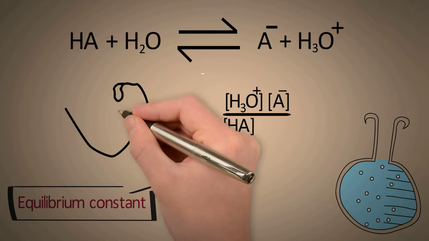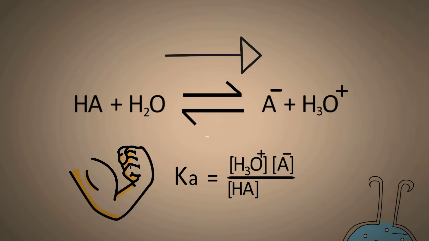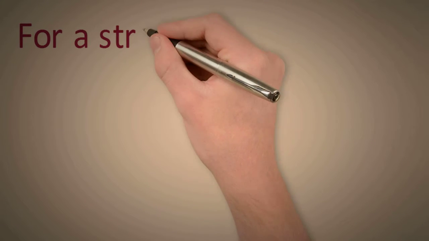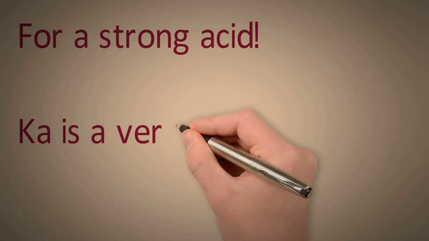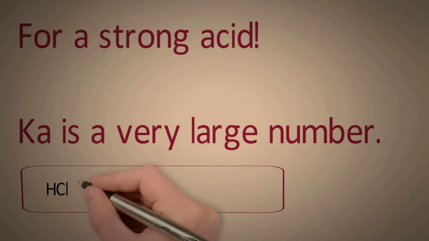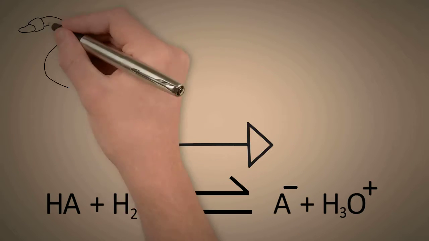So for a strong acid, we know that the acid fully breaks down into its ions. So the value for products will be large and the reactant will be small. This will create a very large Ka value, and that's the thing to remember. For a strong acid, Ka is a very large number, even to the multiples of 10, like HCl.